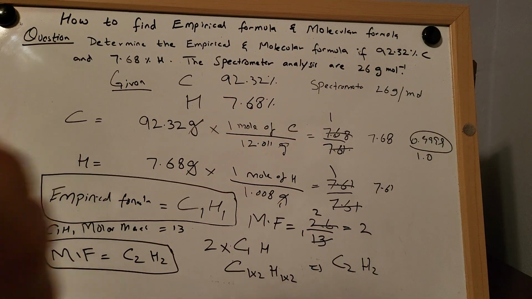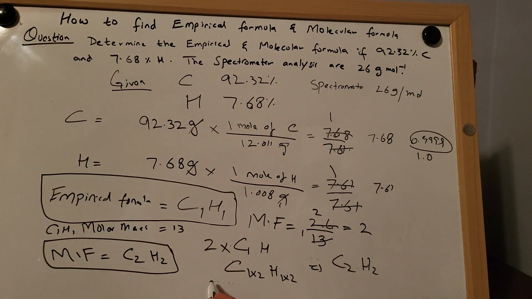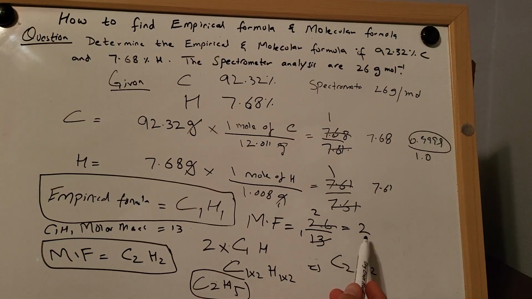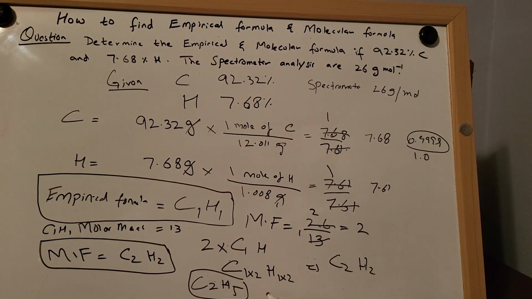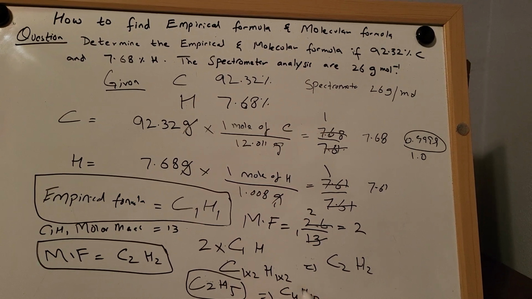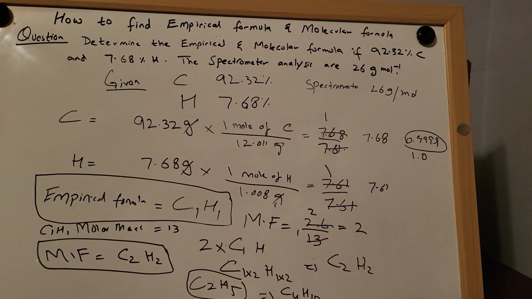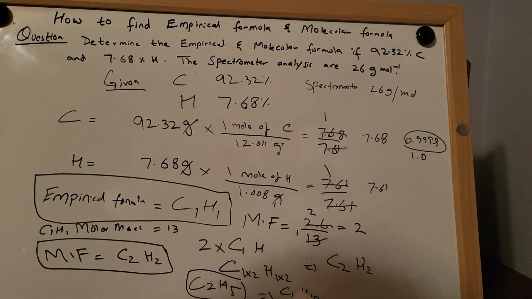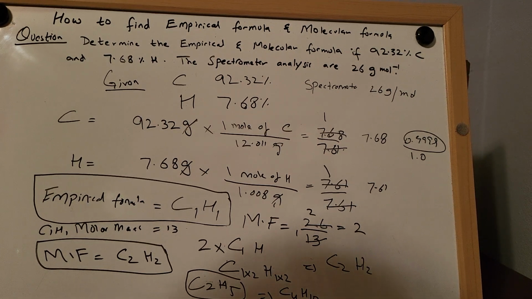Just for example, if the empirical formula was C2H5, what would the molecular formula be if we have a multiplier of 2 here? It will be C4 and H10, because C2 multiplied by 2 and H5 multiplied by 2. I'm just giving this example, this is not the question. That's how you find the molecular formula.